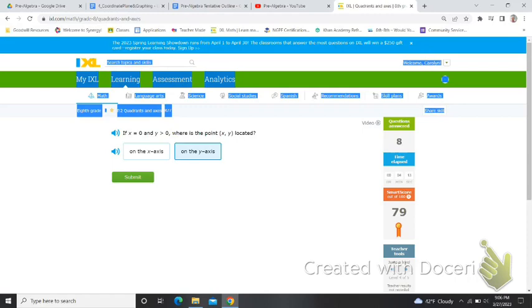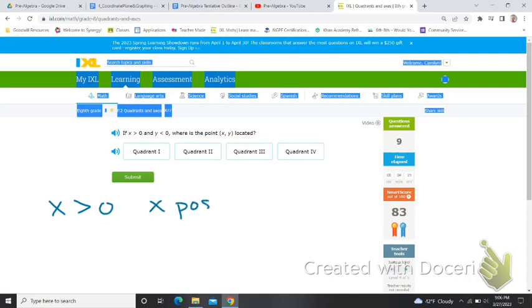So y is greater than 0 means it's somewhere on the top half. So if x is greater than 0, remember translation here, greater than 0, this is another way to tell me that x is positive. And less than 0 tells me the y is negative. And then I can decide what quadrant.